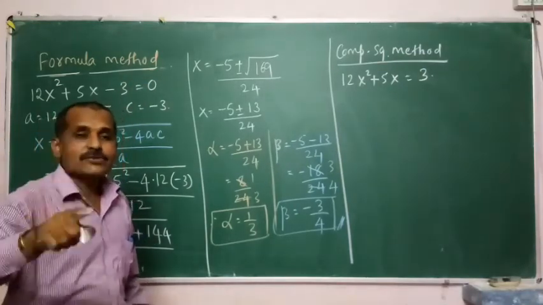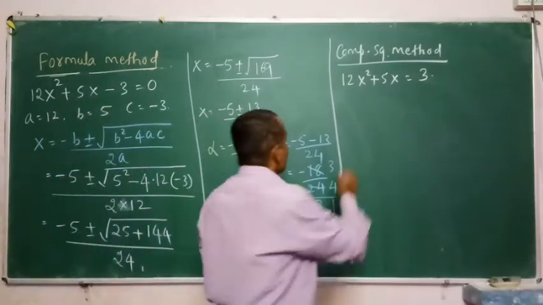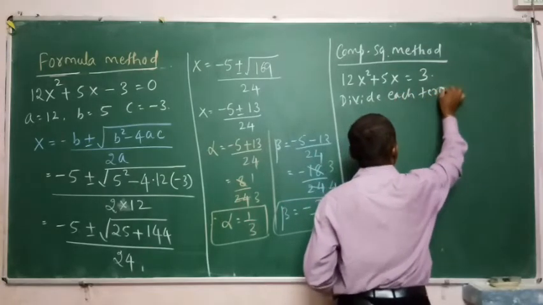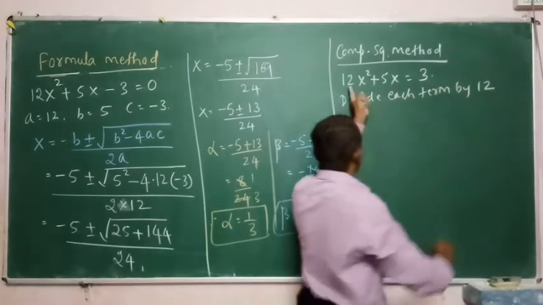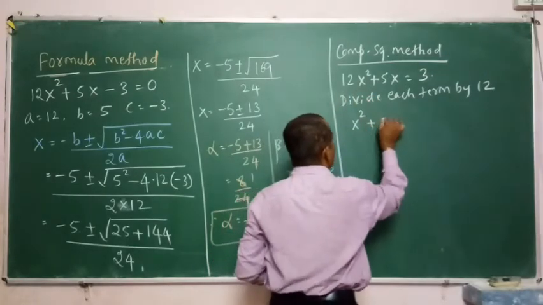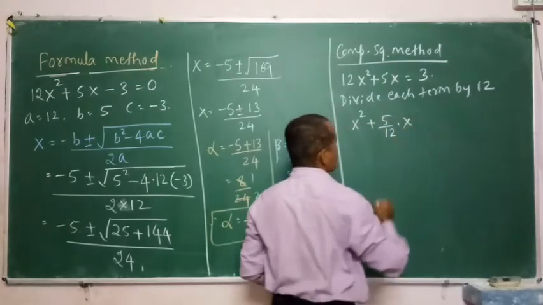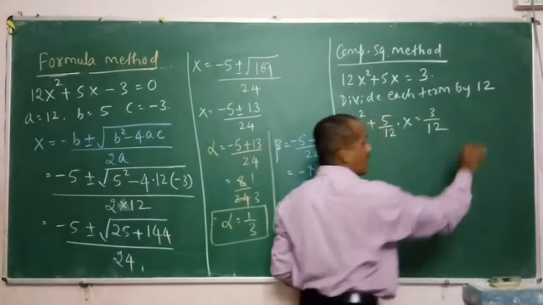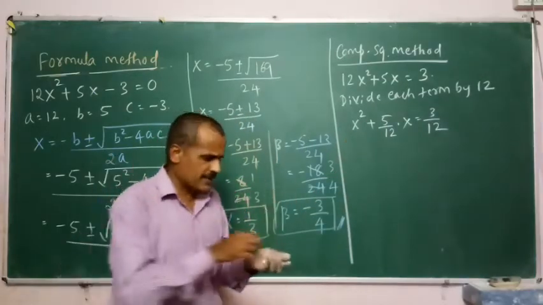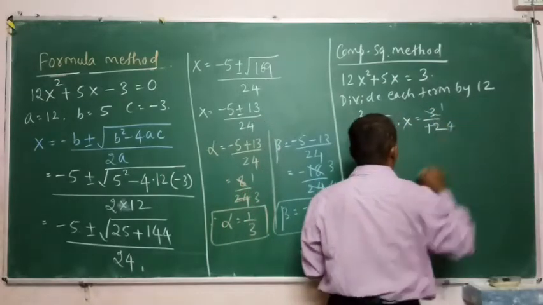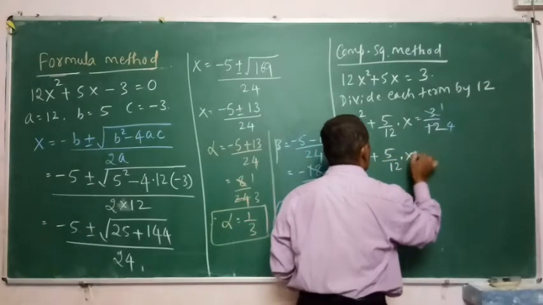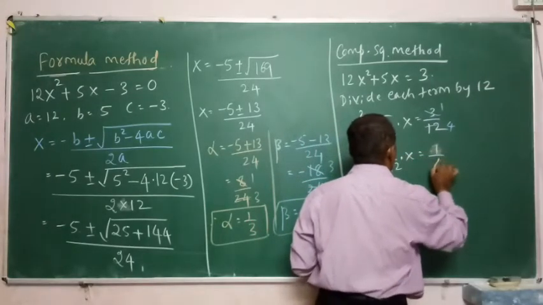Make the coefficient of x square as 1. That means divide each term by 12. Divide by 12 means 12 will cancel from x square, so x square plus 5 by 12 into x is equal to 3 by 12. After doing this, is there a chance of simplification? To simplify it, cancel it: 3 ones are 3, 3 fours are 12. I will write down x square plus 5 by 12 into x is equal to 1 by 4.